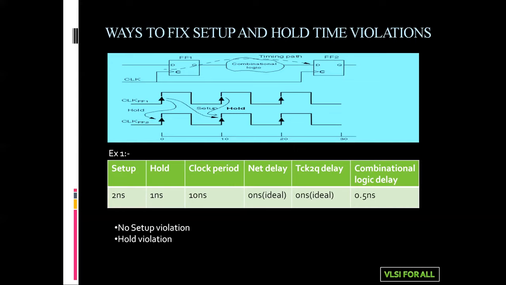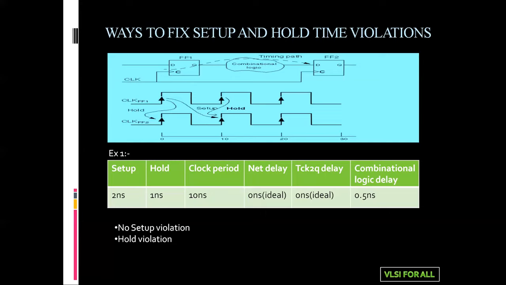Hold time means the signal must be stable for th seconds, that is, hold time seconds. Hold time here is 1 nanosecond. So if we apply the clock signal here, the signal reaches here within 0.5 nanoseconds. We need the previous value present here to be stable for 1 nanosecond, but the signal changes at 0.5 nanoseconds. It's a violation. So in this circuit, with this specification, we are facing the hold time violation.